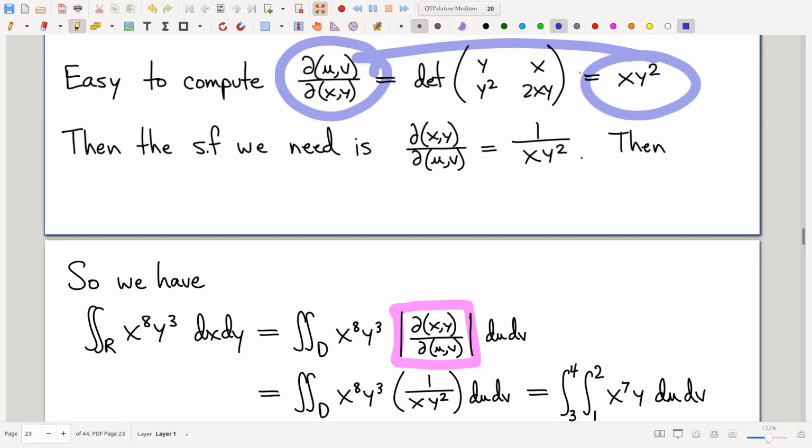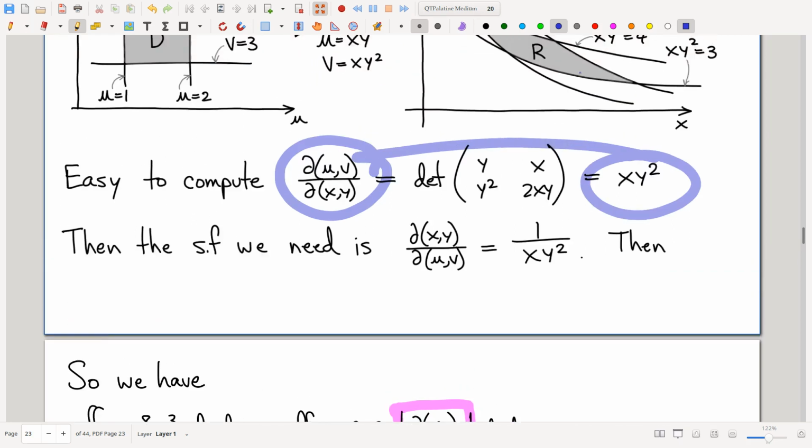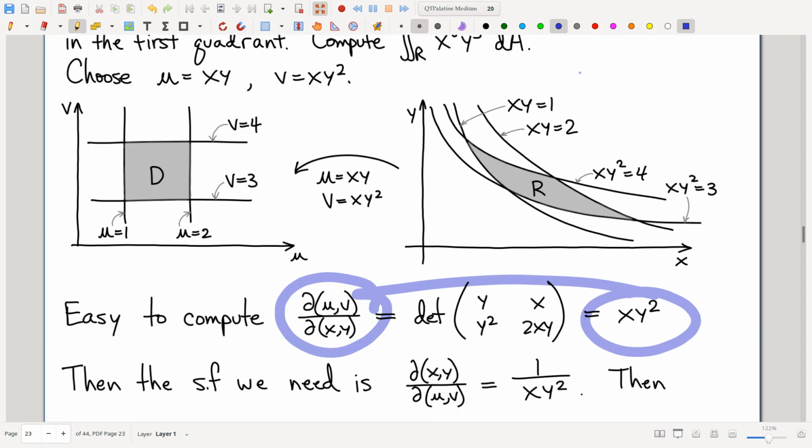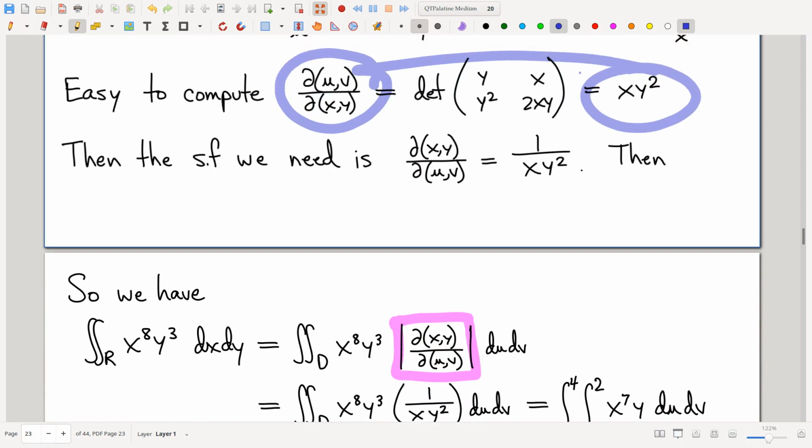Right? Does everybody see the bind we're in? We computed the wrong one. Now, not our fault. Why did I compute the wrong one? I computed the only one that I could compute. Given the formulas I have, I don't have formulas for x and y. I have formulas for u and v. I computed what I could. I need the other one. I need the reciprocal, and so no problem. Take the reciprocal. Nothing to it. Is that cool?